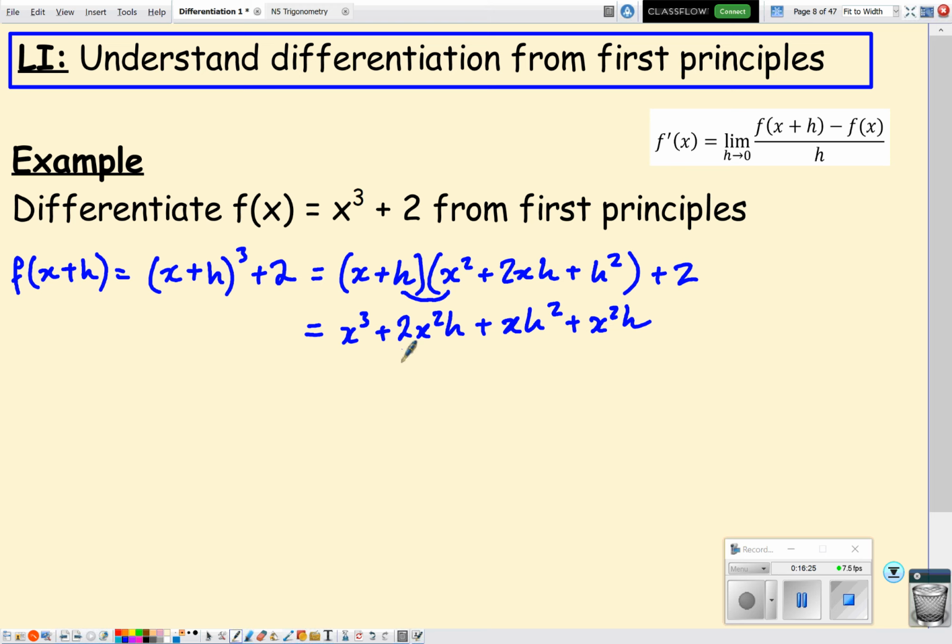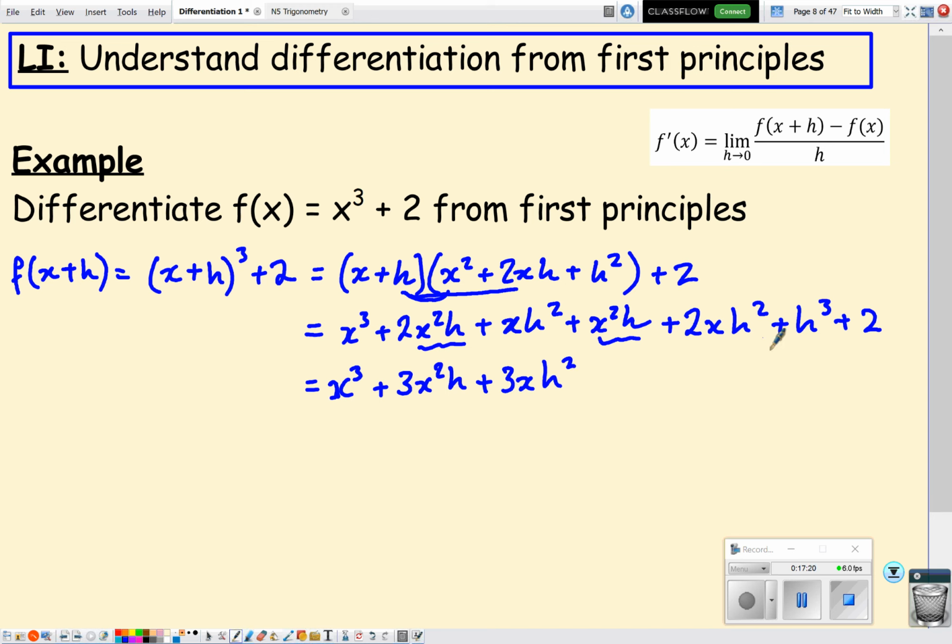And as I say, the only reason I'm doing that is because, even at this level, you're at risk of not spotting like terms, something you take for granted really at this level. So same in the next term, h times 2xh is 2xh squared plus h cubed plus 2. And as I say, it was just about helping spotlight terms a wee bit better. So when I'm doing things like this, just try and keep to a convention. x terms followed by h terms. So let's tidy it up. x cubed plus, so 2x squared h plus x squared h is 3x squared h. xh squared plus 2xh squared is 3xh squared plus h cubed plus 2. And that's f of x plus h.